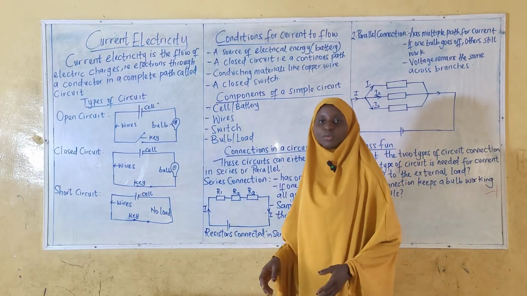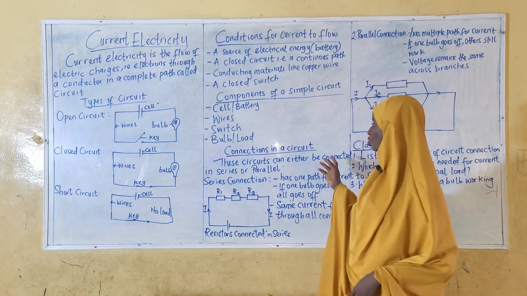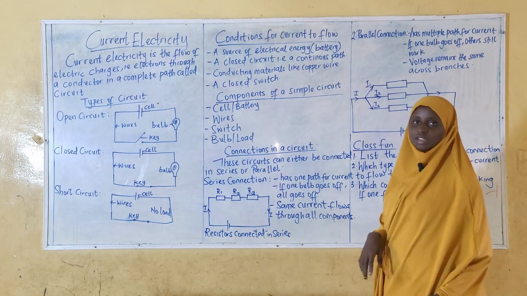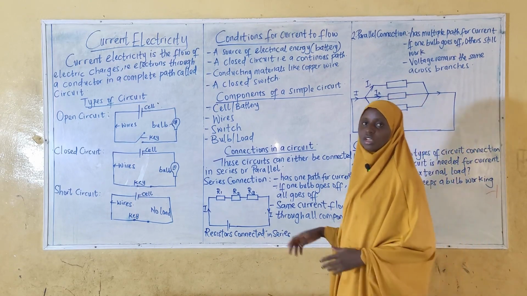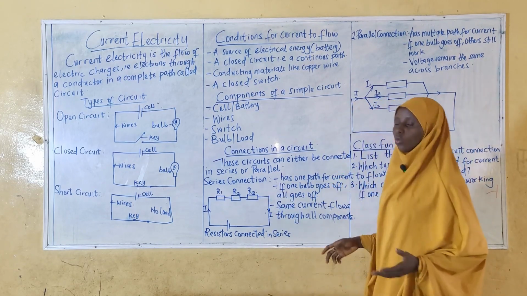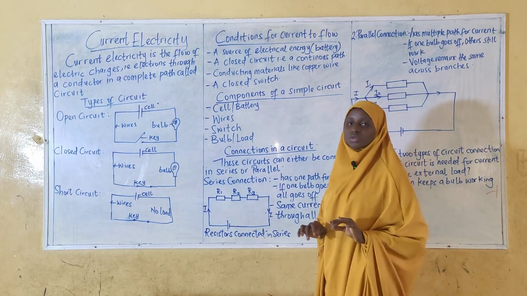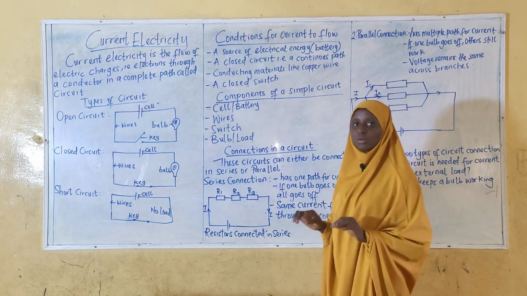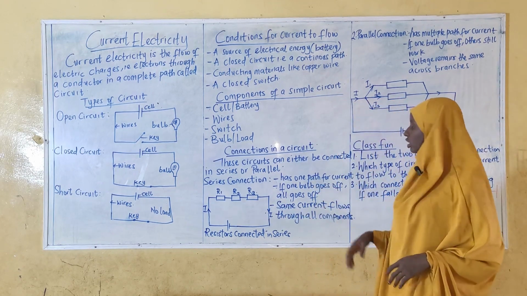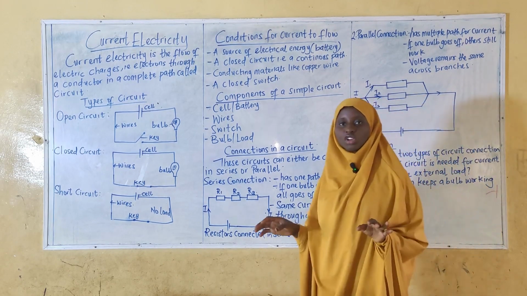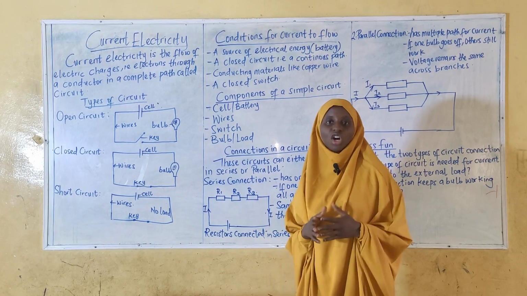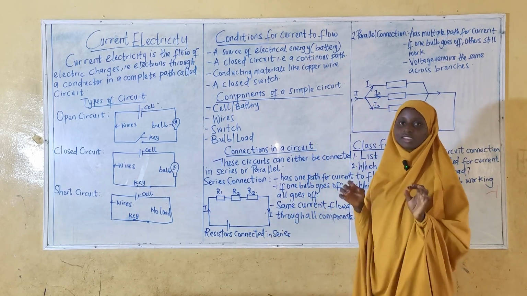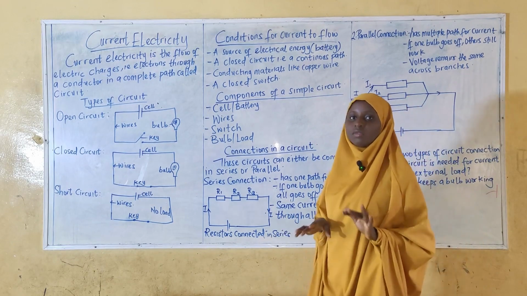Whether a circuit is open or closed, it can only be connected in two ways, which is the series connection and the parallel connection. So let's look at the features of the series connection. One, current can only flow through a particular path. That means there is only one path for current to flow. Another one is that if one bulb goes off because it is connected in series, all other bulbs also go off. Now, the last one is that the same current flows throughout the circuit.